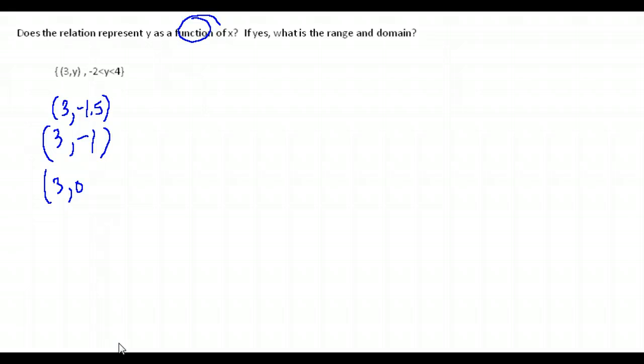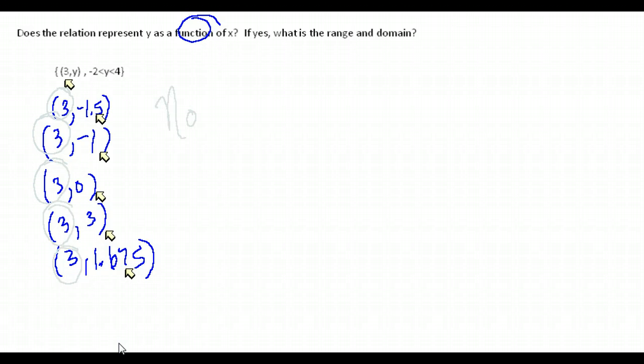We could have 3, 0. We could have 3, 3. We could have 3, 1.675. Okay, y, notice, was any number between -2 and 4. We could pick anything, right? But x was restricted. It had to be 3. Remember what gave us whether or not it's a function? If x is repeated, is it a function?